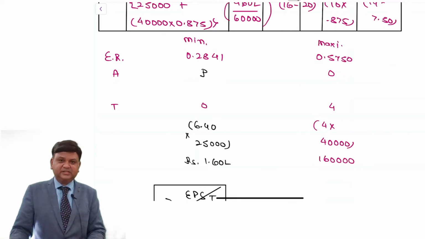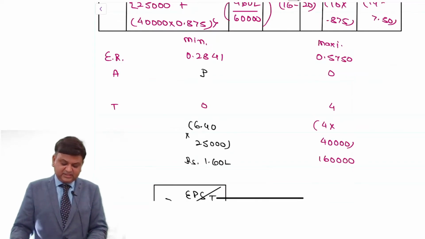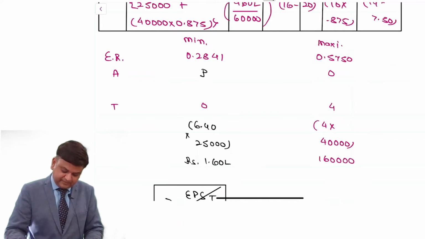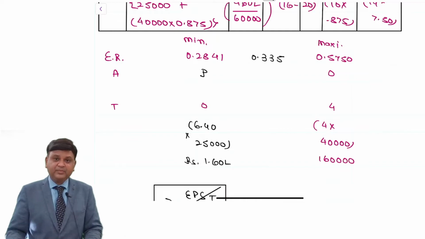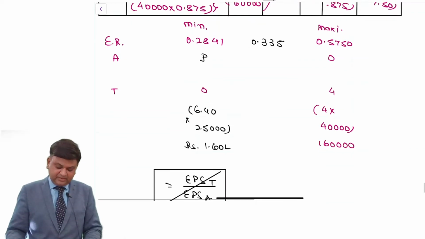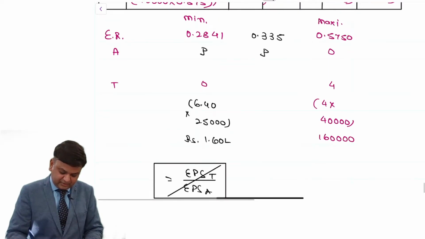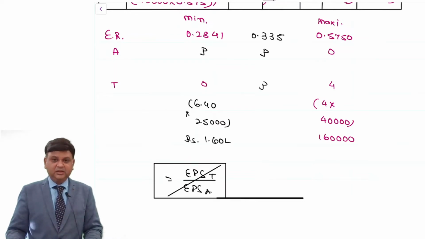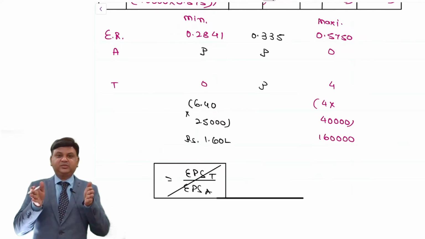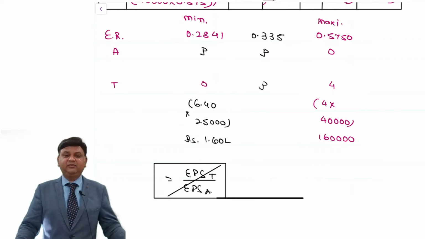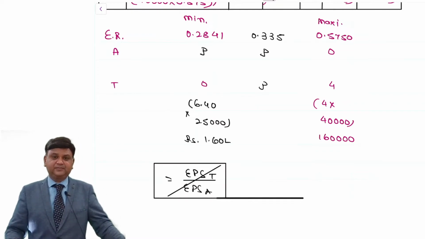So this is what we understand. Now importantly, understand that any exchange ratio which is in between both of them, that is 0.335 in this example, at that point of time both the companies will have a profit. Whenever the exchange ratio is in between 0.2841 and 0.5750, there will be a profit for both the companies.